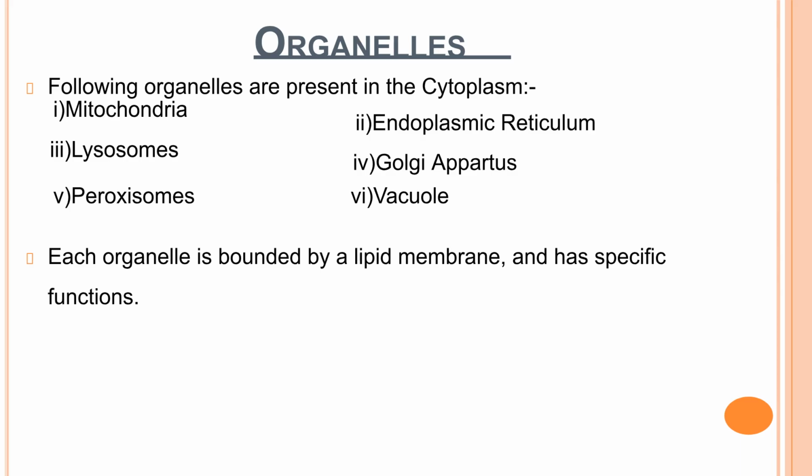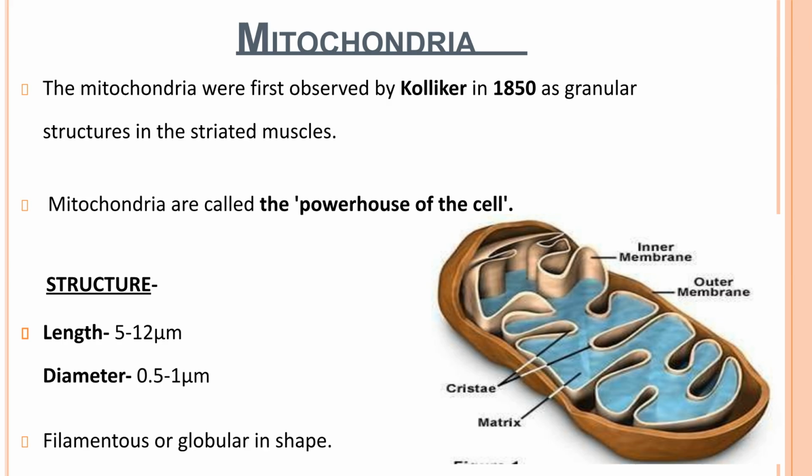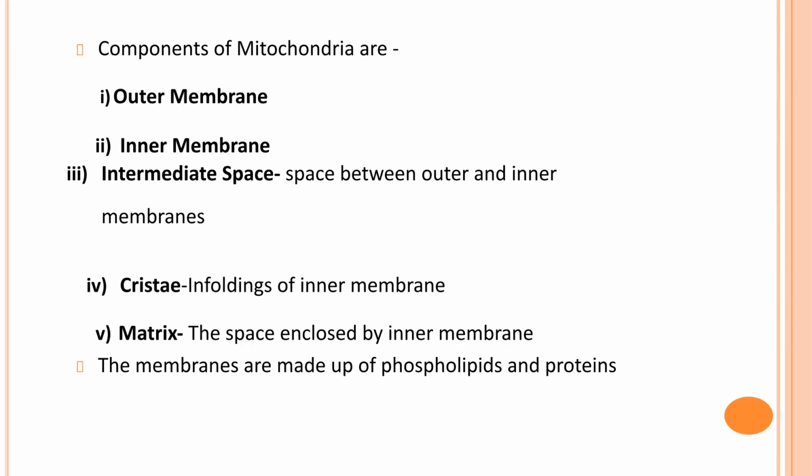Mitochondria, known as the powerhouse of the cell, were first observed by Kolliker in 1850. They are filamentous or globular structures with lengths between 5 to 12 micrometers and diameters of 0.5 to 1 micrometer. Mitochondrial components include the outer and inner membranes, the intermediate space, cristae, and the matrix. These membranes are composed of phospholipids and proteins. The outer membrane contains porins, allowing small molecules to pass.